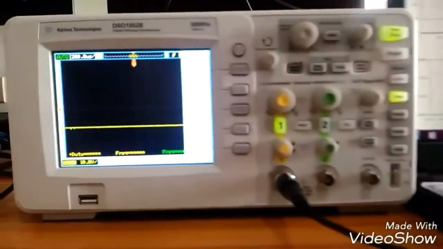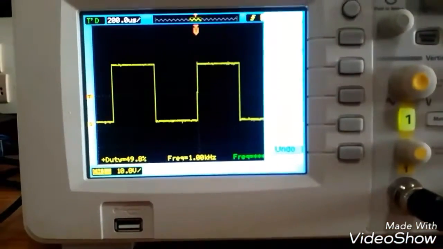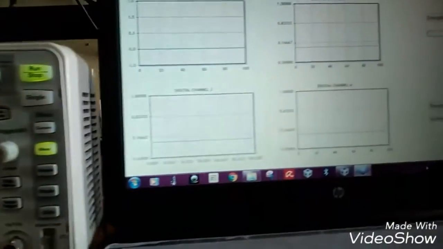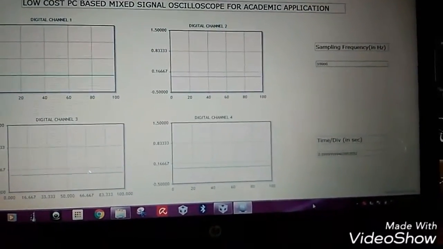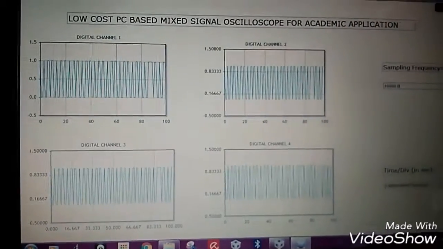Similarly, we can display the digital signals in the standalone GUI, that is graphical user interface, interfaced with the C2000 microcontroller. For example, we have generated a 1 kHz pulse and validated it in the DSO. We have developed a standalone GUI for 4 digital channels which can display 4 digital signals.